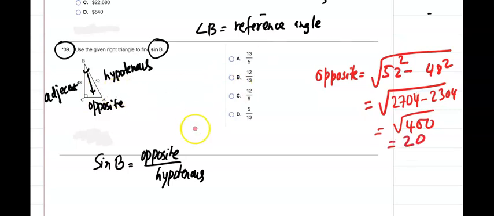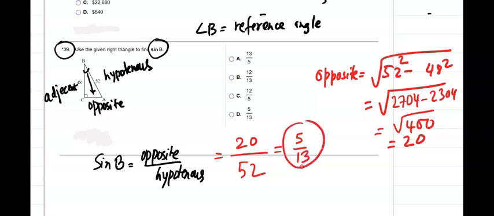So for the sine of B, the opposite is 20 divided by the hypotenuse, which is 52. You reduce this fraction by dividing top and bottom by 4. You get 5 over 13. And that's the answer, D.